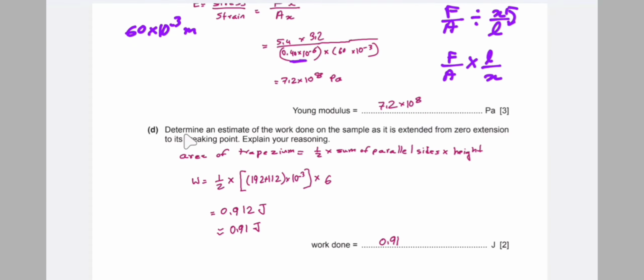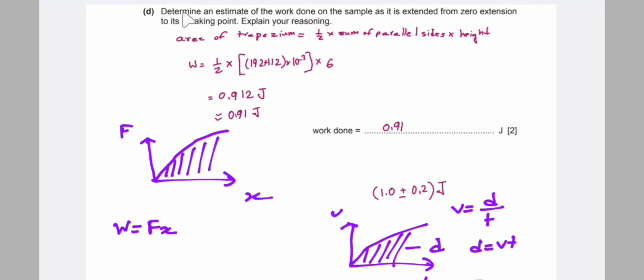Then determine an estimate of the work done on the sample as it is extended from zero extension to its breaking point. Explain your reasoning. For part D, determine an estimate of the work done on the sample as it is extended from zero extension to its breaking point. So we need to calculate the value of work done. So what would be the work done?